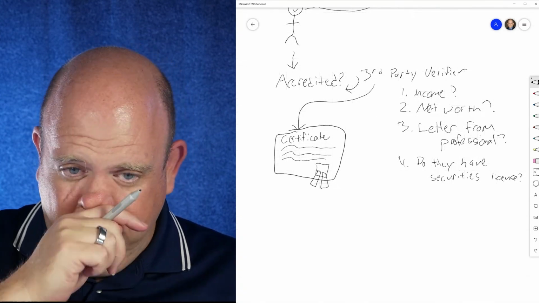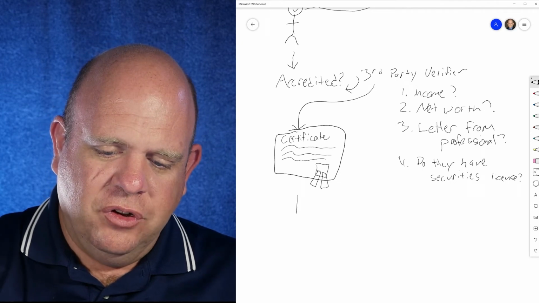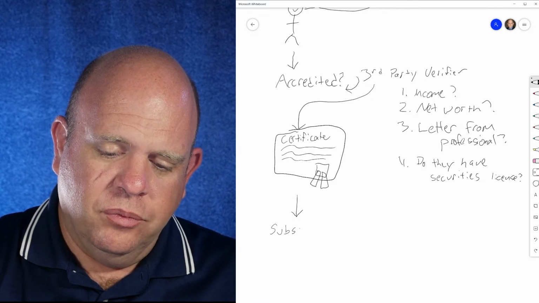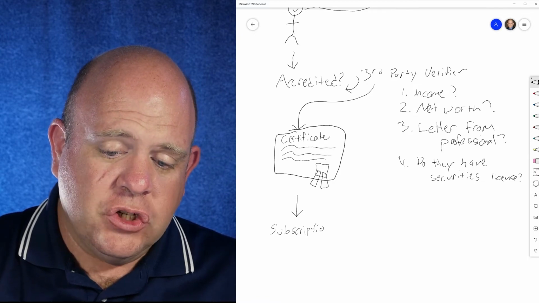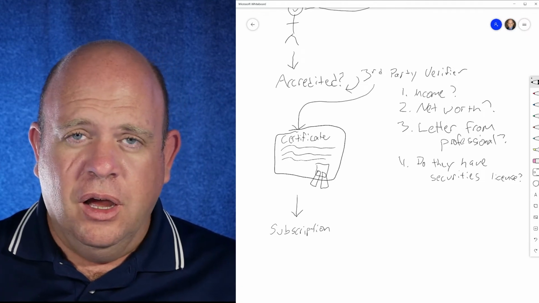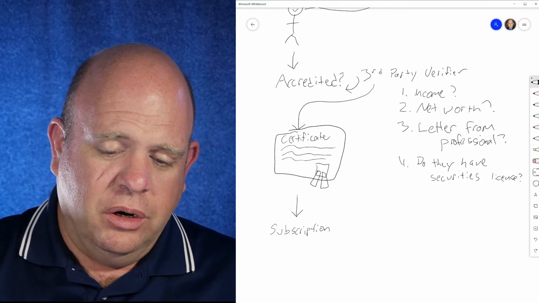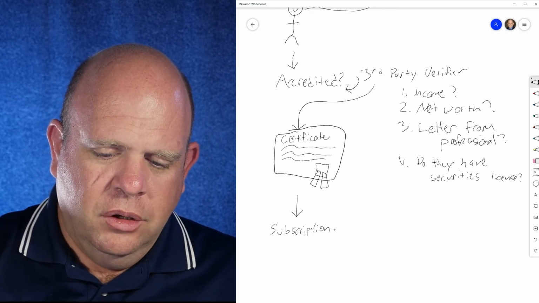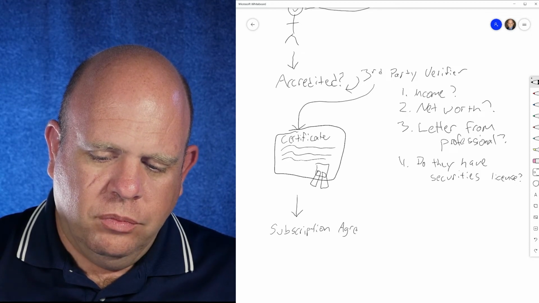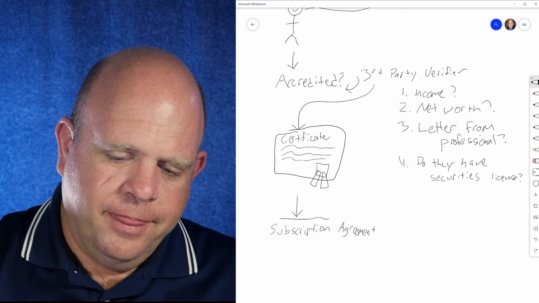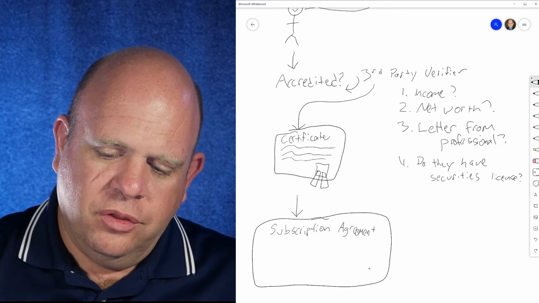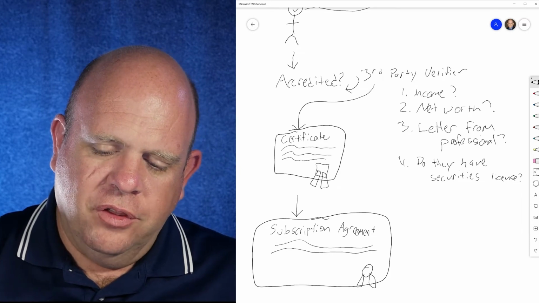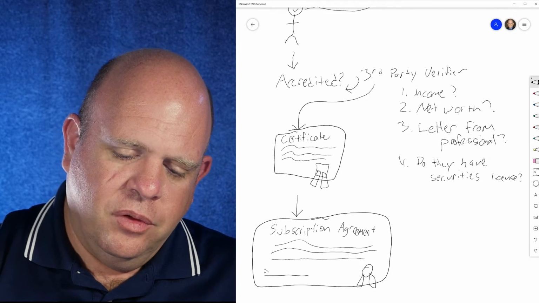So the next step after that is now it is time to go to the subscription agreement. Now you've already prepared it. And they should have already told you whether or not their attorney has reviewed it, or whoever they want to review it should review it before you go through the accreditation stage. So now there's the subscription agreement.